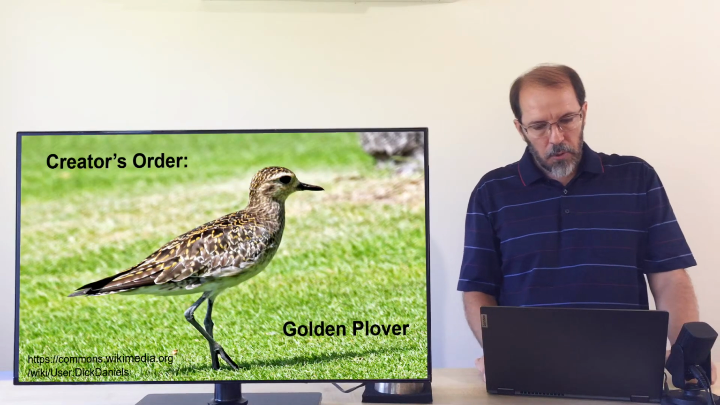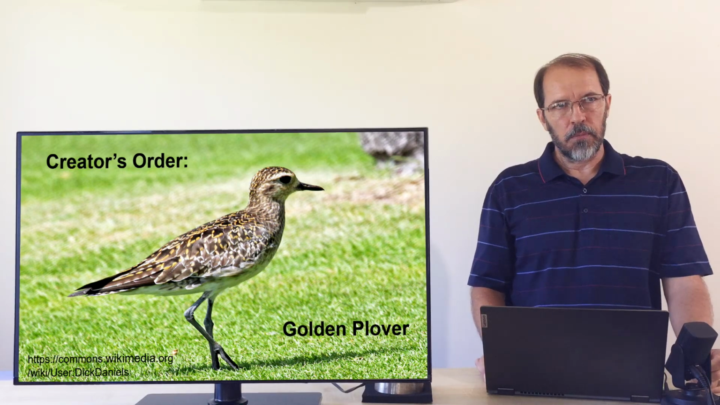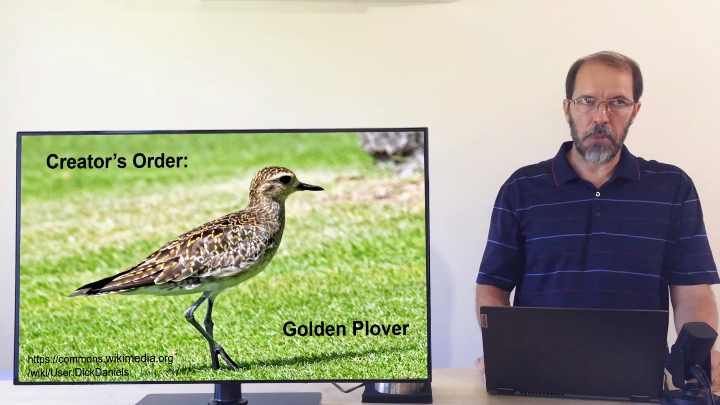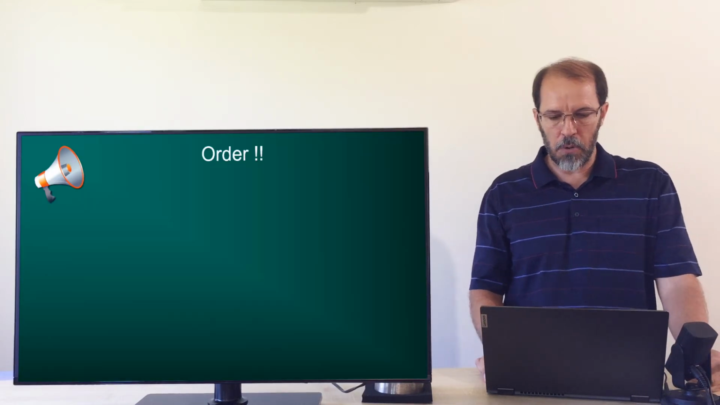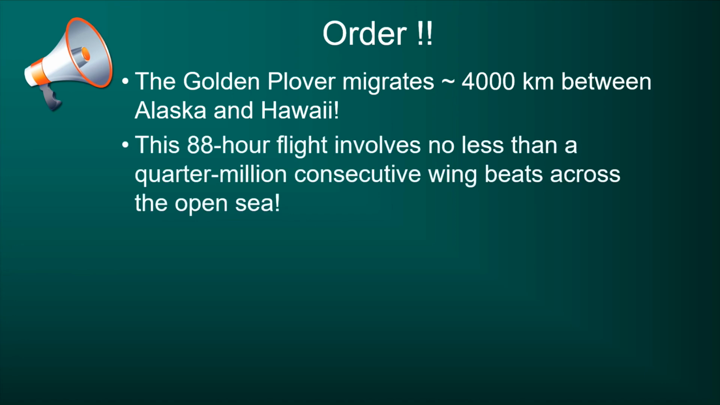Now, the Creator's order, this golden plover shows similar, if not better, navigation skills than the Boeing aircraft. Let's just list some of the highlights. The golden plover migrates roughly 4,000 kilometers or roughly 2,500 miles between Alaska and Hawaii. That's a long distance. That's an overseas flight, okay? This 88-hour flight for them involves no less than 250,000 consecutive wing beats without any rest across the open sea.